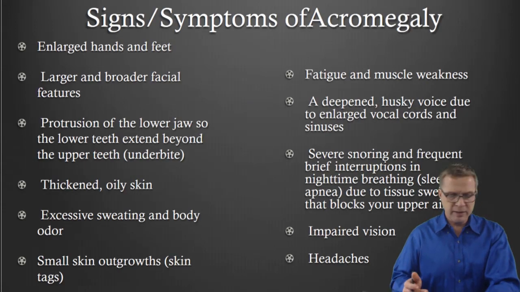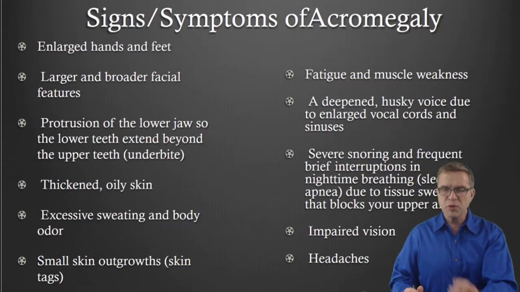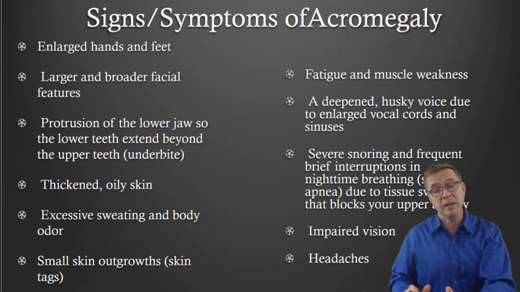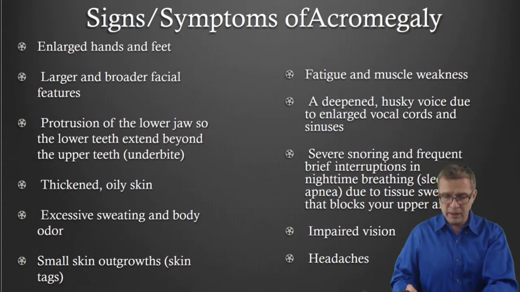So again, we already said it. We see enlarged hands and feet, broader facial features, protrusion of the lower jaw, thickened, oily skin, excessive sweating and body odor, and what are known as skin tags. People often get these naturally when they're older anyway, but these are little skin outgrowths. With acromegaly, you get more of them and you get them younger.